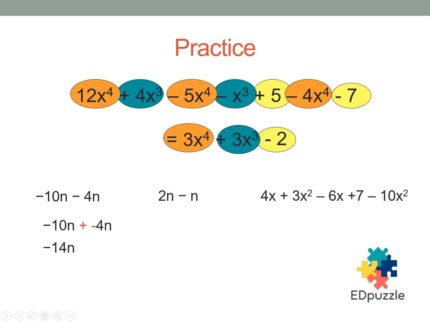Next one, I have 2n minus n. And remember, there's a 1 here if we don't see it. So the coefficients are 2 and then minus 1, so we can say 2 plus negative 1, and that equals n. I could have done 2 plus negative 1 equals 1n, but we don't need to write the 1 here. Again, we know that it's there. So if we ever have an answer of 1 and then a variable, we could just write the variable. That's fine. And now let's go to the last one.